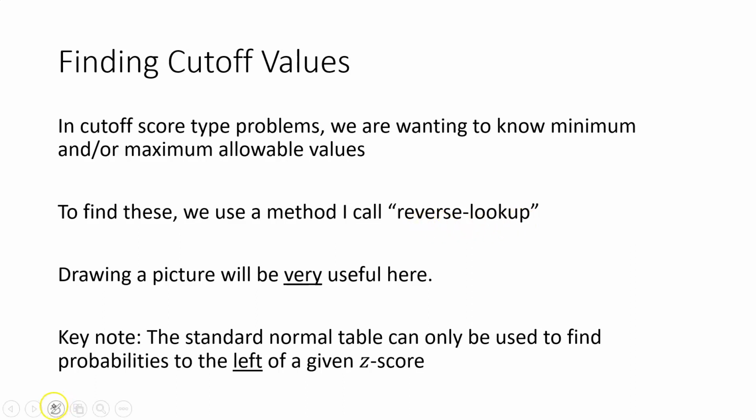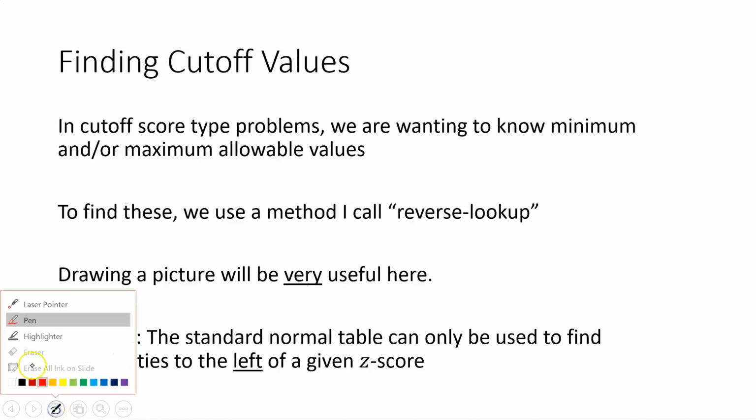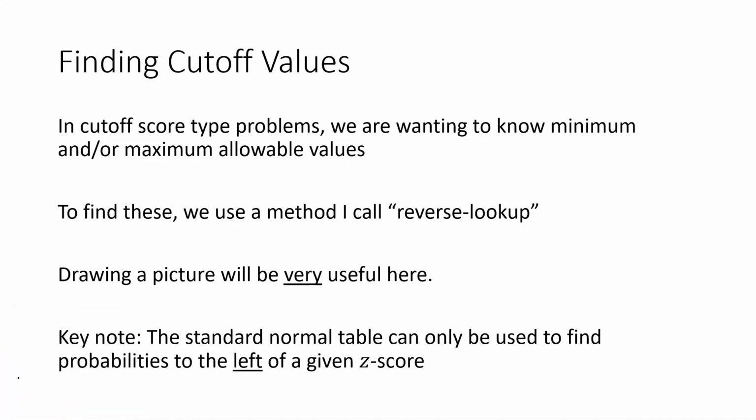So this time, in the previous problems, we were given values. We found z-scores to find probabilities. In a cutoff score problem, we're going to be given, oftentimes indirectly, target probabilities. We're going to find the z-scores and use those to find cutoff values.